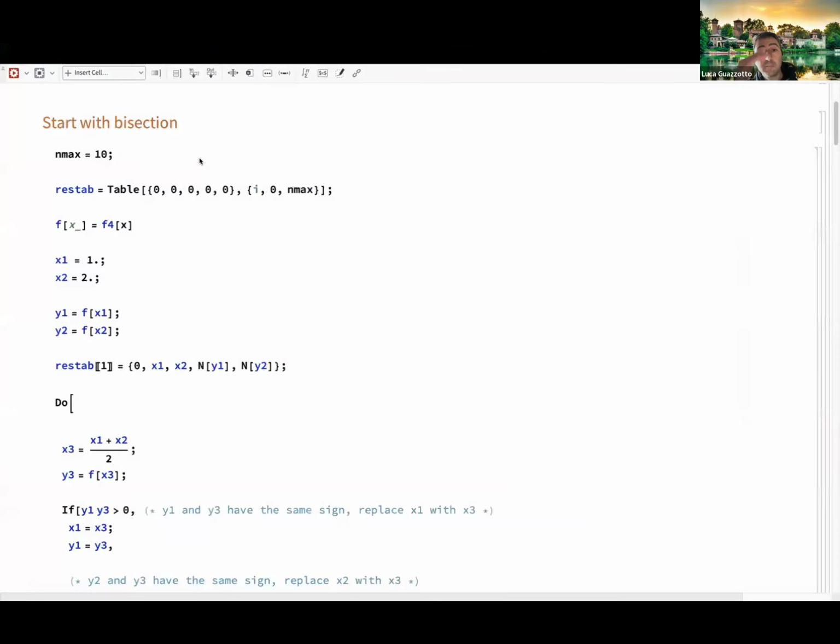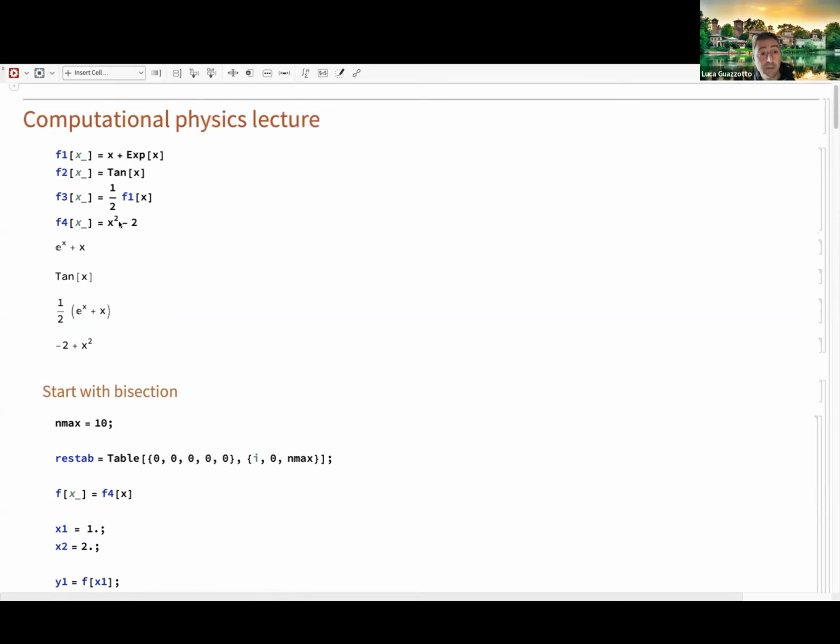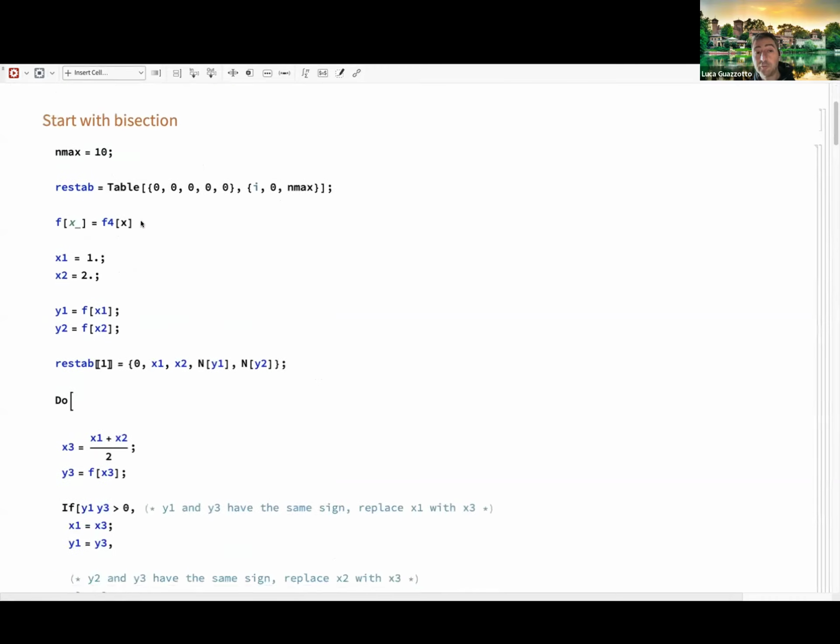Now, I've got this written in Mathematica instead of MATLAB. I hope that's not confusing, but this is, in part, to show that the logical programming is the same regardless of the language you use, and what changes is a little bit the instructions. Okay, so here I'm doing a bisection root search for the function f4. This is x squared minus 2. So I'm going to try to calculate the square root of 2 by solving x squared minus 2 equals 0.